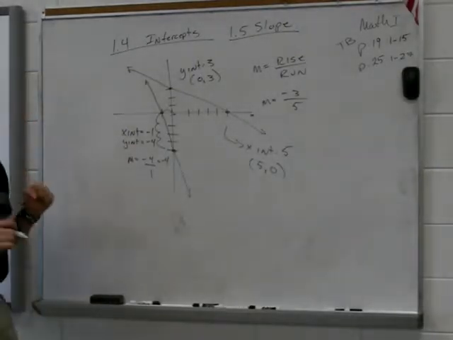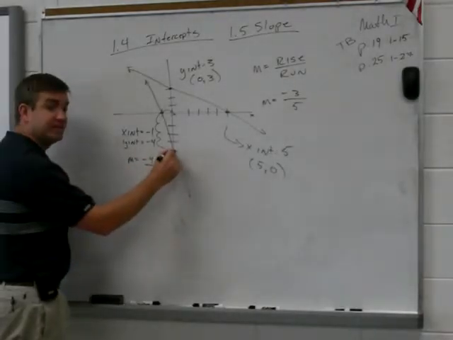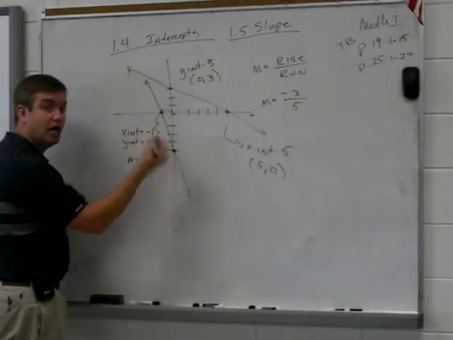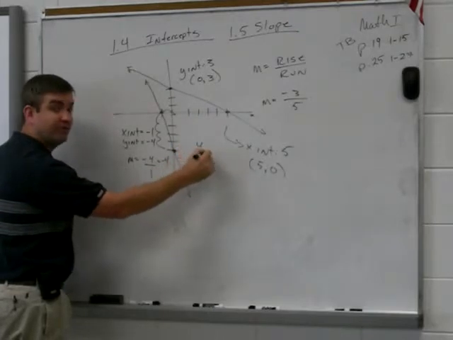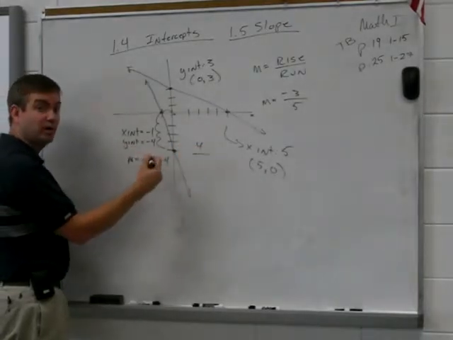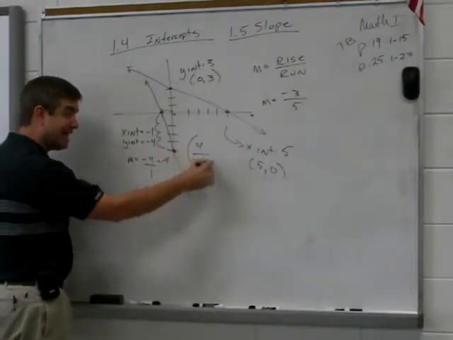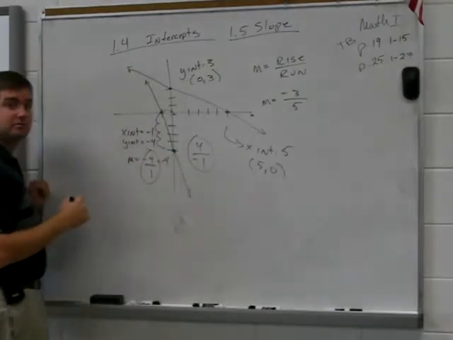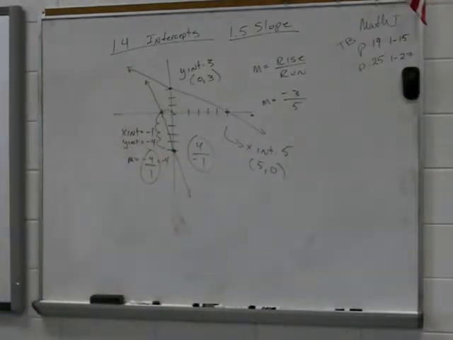Now let's go in the other direction. What if we went from this point up to this point? Up would be what? Positive 4, but we went left, which would be what? Negative 1. Isn't that the same as that? So good question. Okay, very good question.